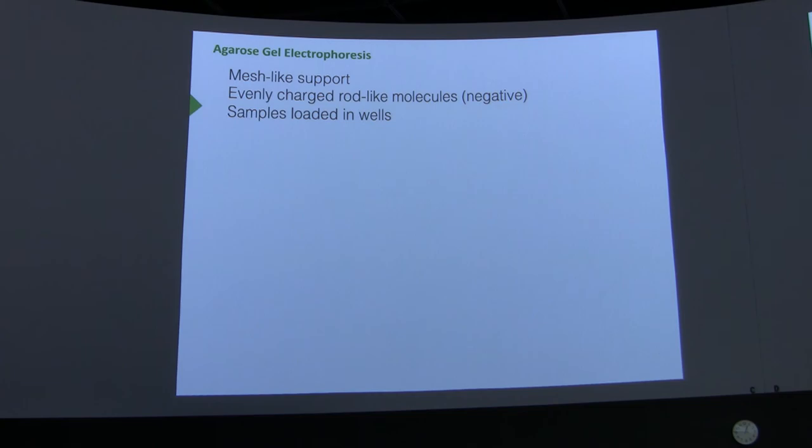Samples get loaded in wells, and then we use an electrical current to force the nucleic acid to enter that mesh and start traveling through it. Well, since we have negatively charged DNA molecules, we have a negatively charged electrode at the beginning, and we have a positively charged electrode at the other end. So the negatively charged DNA is pushed away and into the gel, and the positively charged electrode is attracting it in that direction. Since the length to charge ratio is constant, the molecules move solely on the basis of their size. The smallest ones move fastest because they can just zip right through there. The largest ones most slowly.